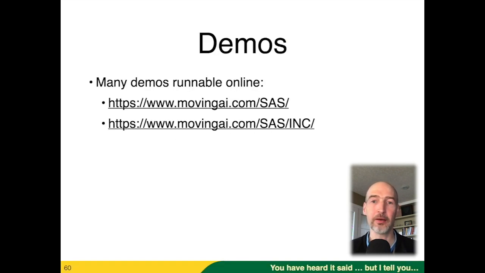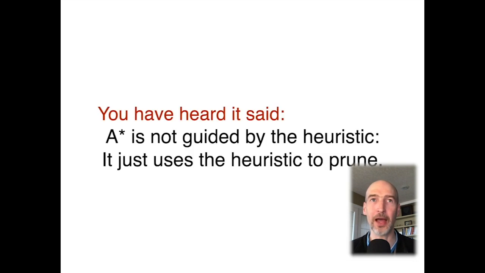This demo of how inconsistent heuristics work and the impact that they have is available online, along with many other demos of heuristic search algorithms, so you can check those out. But let me just conclude here. You might have heard it said that A star is not guided by the heuristic. It just uses the heuristic to prune.